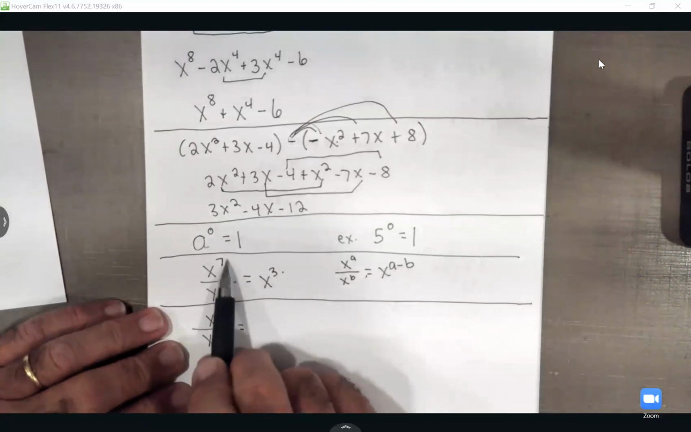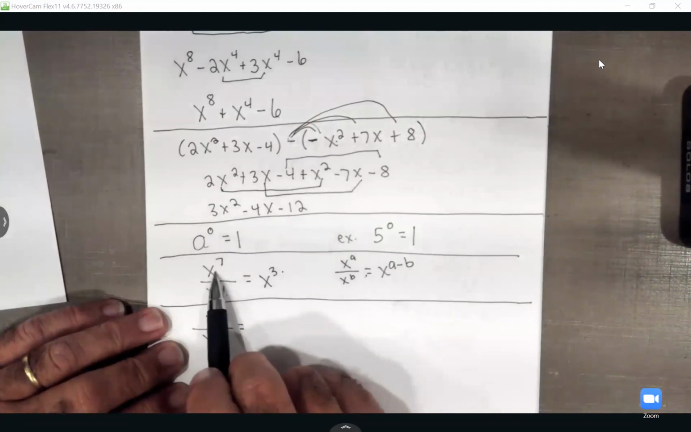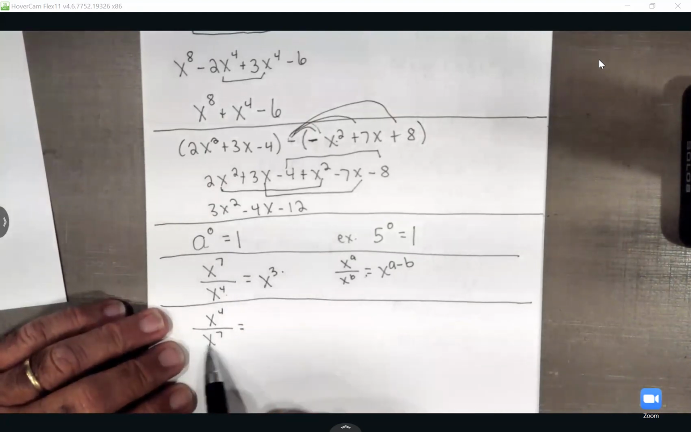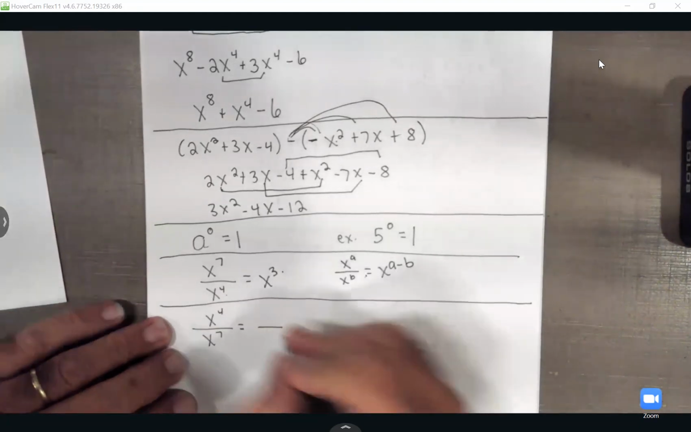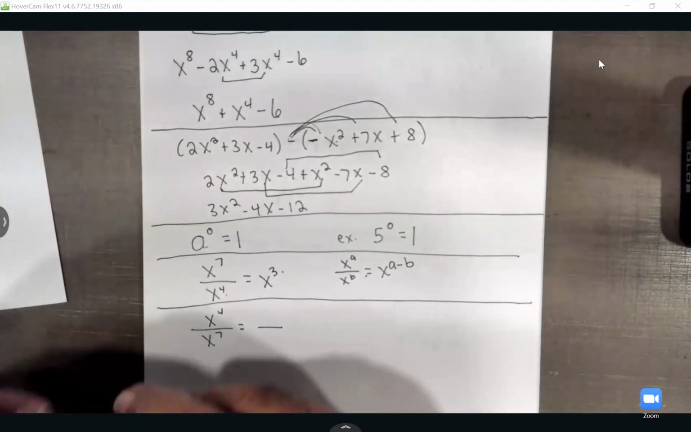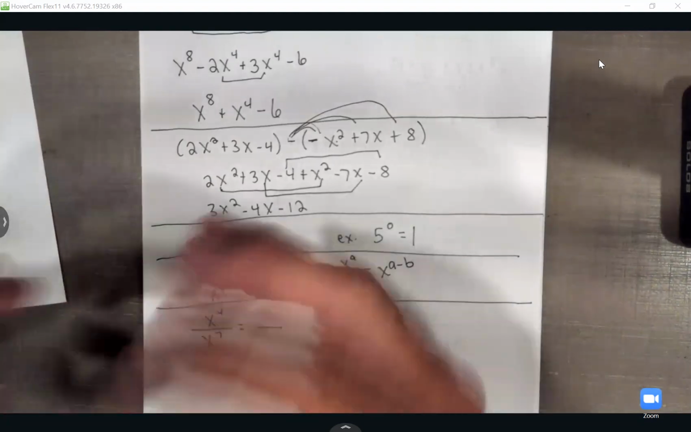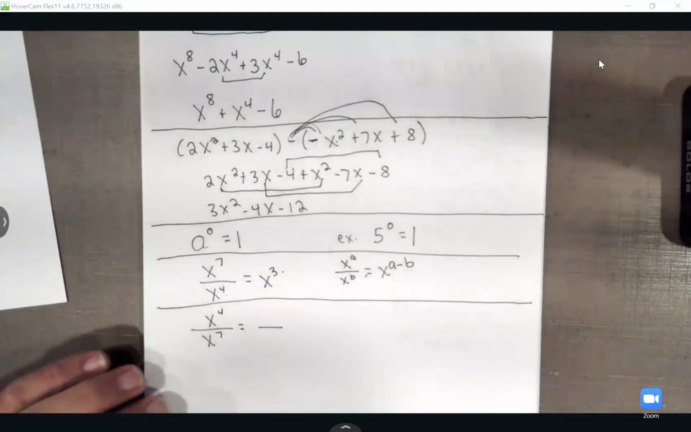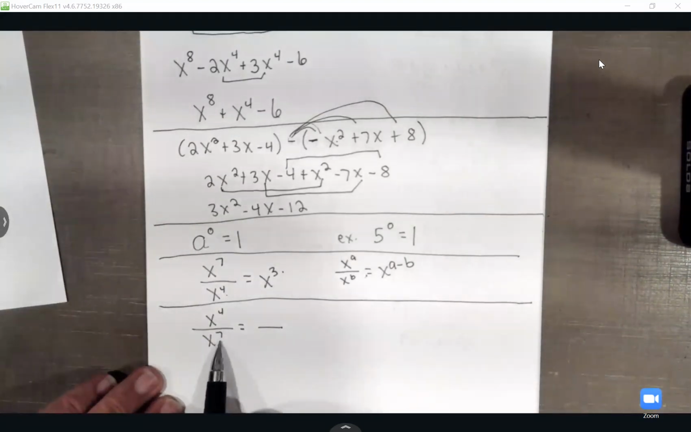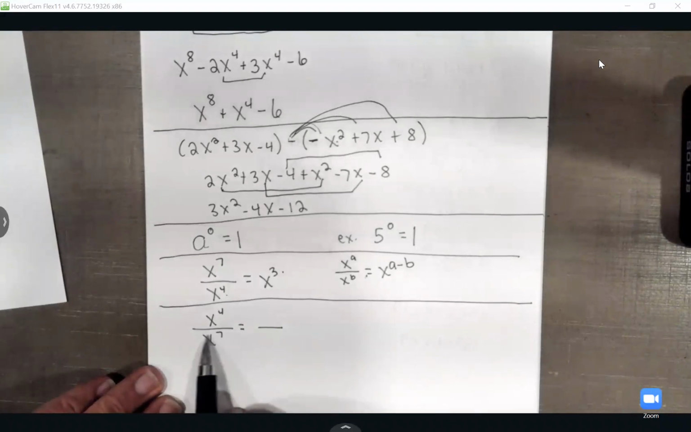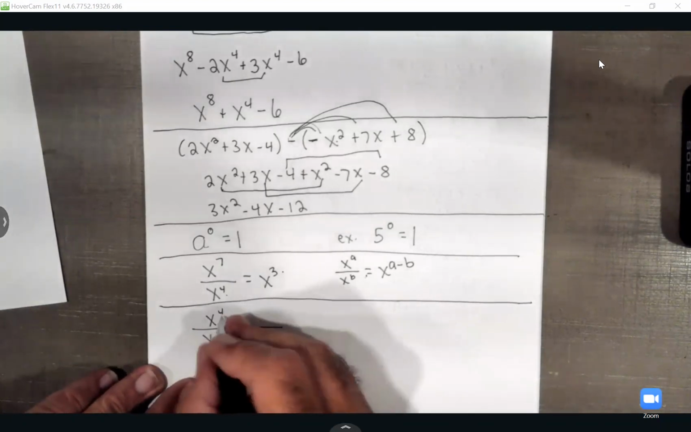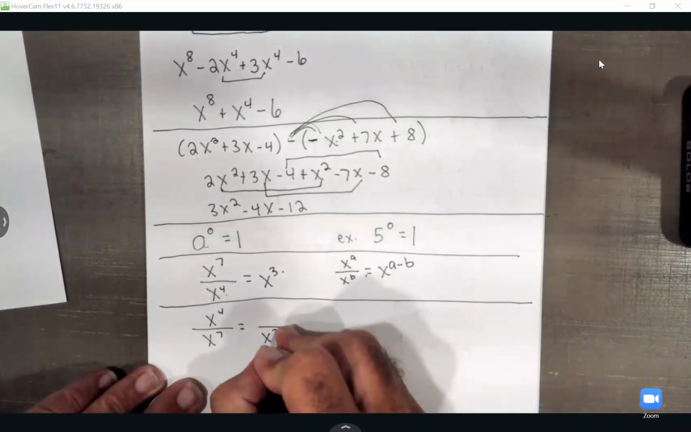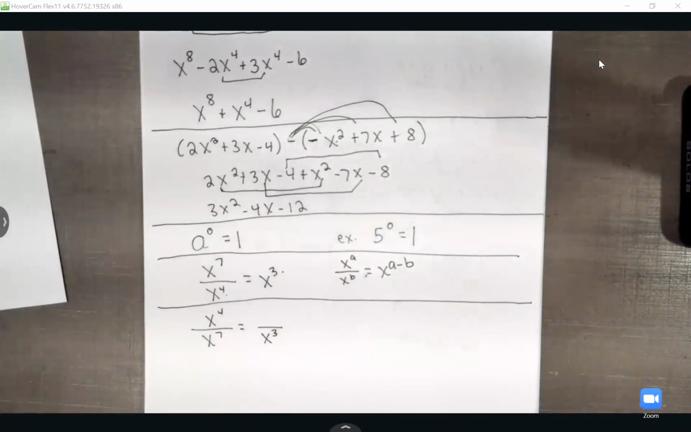So here's the thing. This one I call Dolly because it's top heavy. This one I call J-Lo because it's bottom heavy. If it's bottom heavy, the variable will stay in the bottom. So you always take the bigger exponent, which is 7 here, and subtract the smaller exponent. So 7 minus 4 still gave me a 3.